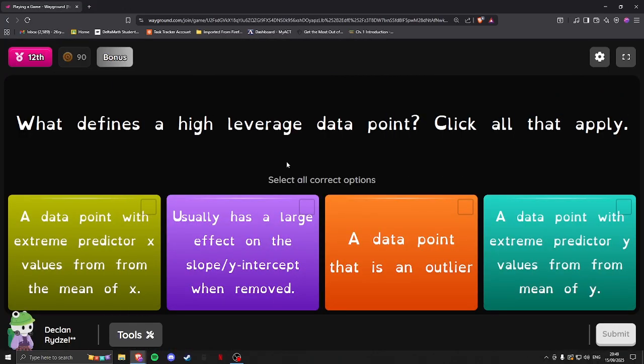Defines a high leverage point. A high leverage point is one that has an extreme predictor in the x value, yes.